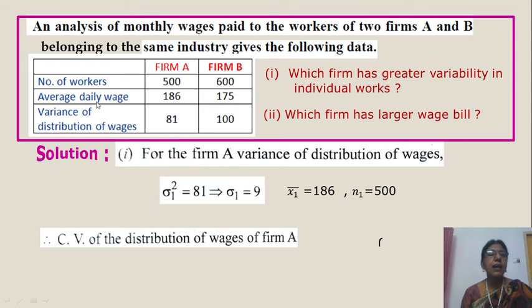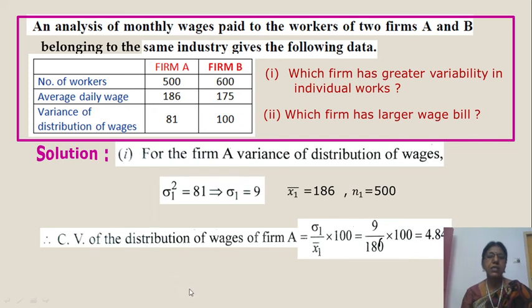What is the mean for the first one? Average is nothing but mean. Mean means x1 bar is 186. How many employees are there? Number of workers is n, so n1. Since this is the data of the first firm, the variance sigma 1 square is 81, and from that sigma 1 is 9. Next, the average means x1 bar is this, and n1 is 500.